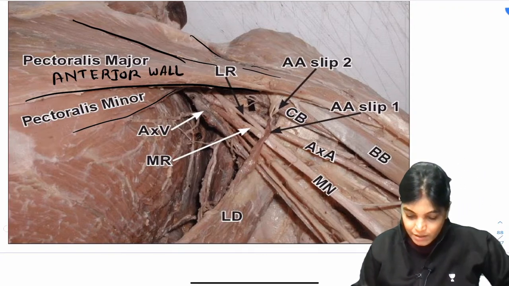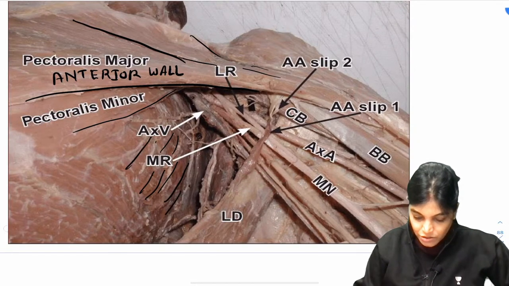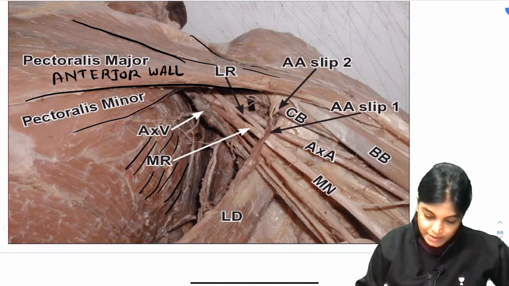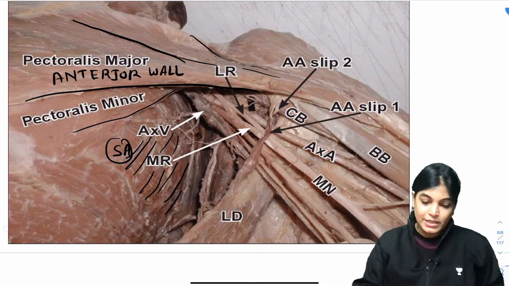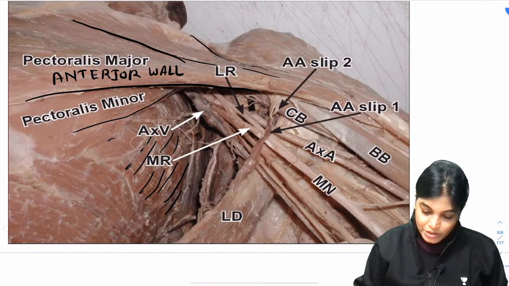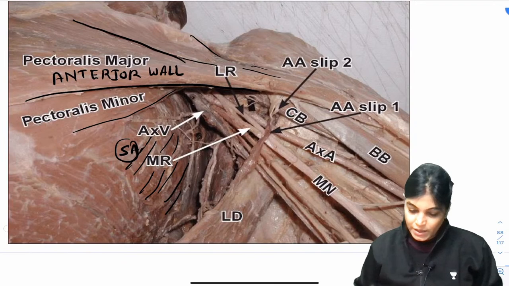Now, medially, these are the digitations, and these are the digitations of which muscle? These are digitations of serratus anterior muscle. You already know the digitations of serratus anterior muscle. The digitations of serratus anterior muscle are forming the medial wall. So this is the medial wall.